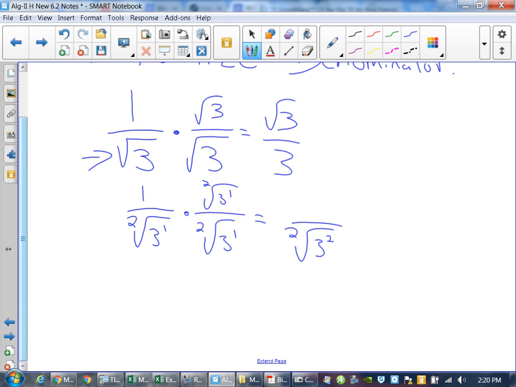If this was a 12th root of 3, how many more 3's would I need to multiply it by to make it a 12th? 11 of them. It's the same basic idea. Okay? It's the same basic idea.